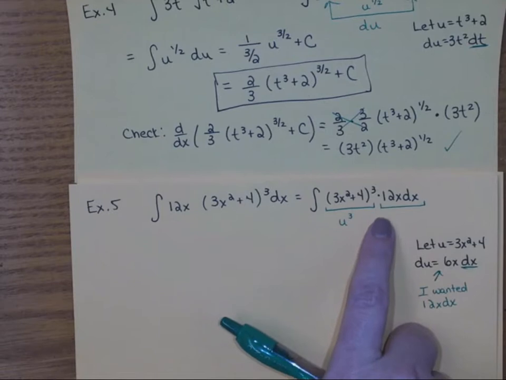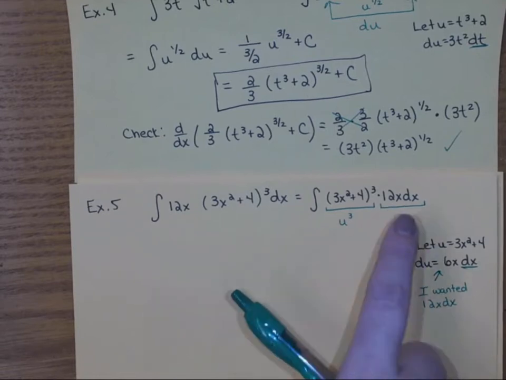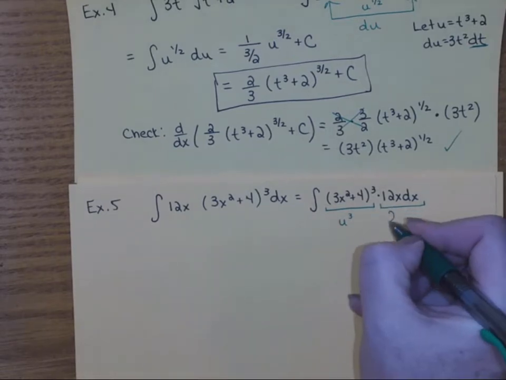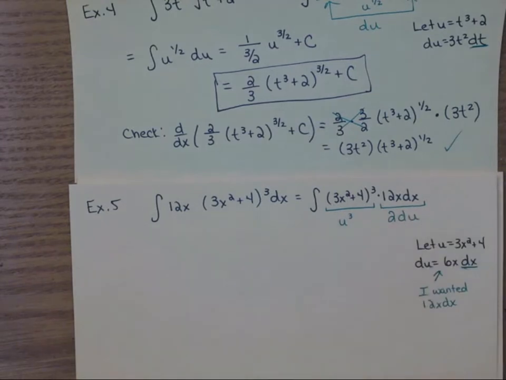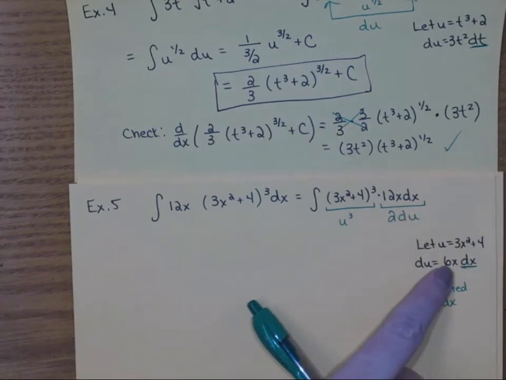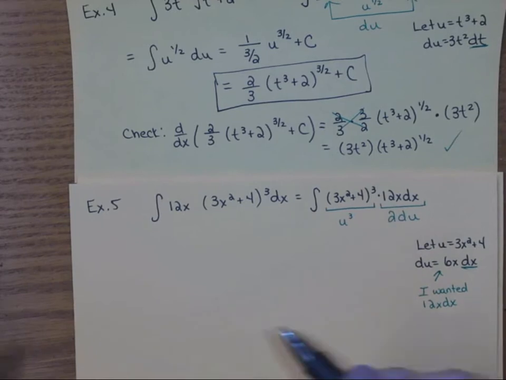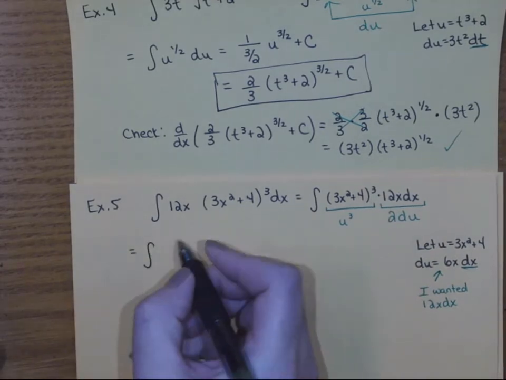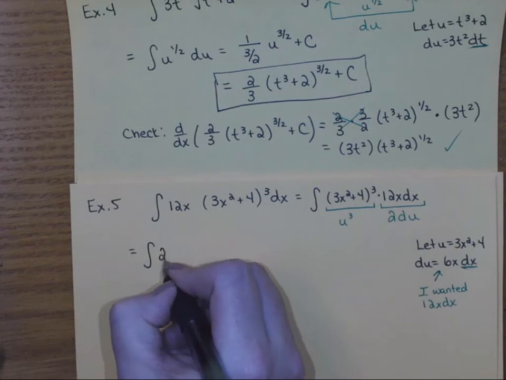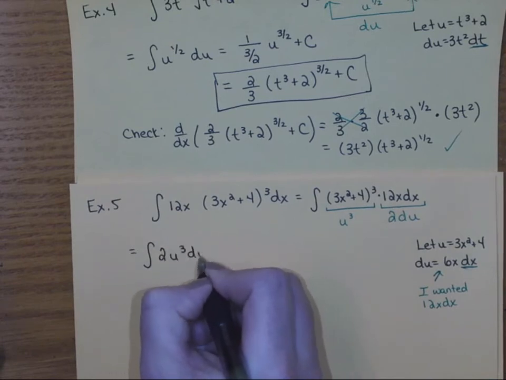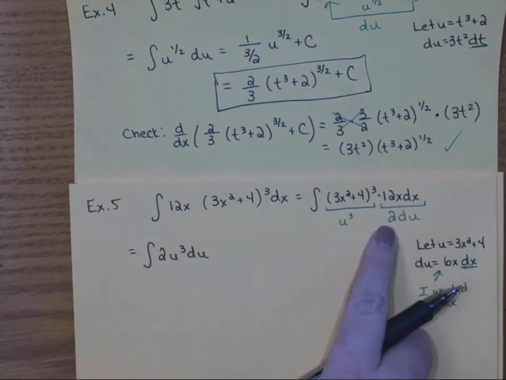So what could you multiply 6 by so that you would get the 12 that you would like to have? Well, you could just multiply by 2, right? So let's practice that. What is 2 times the 6x? It would be 12x, just like we would like to have. So now when we rewrite this, this is really the same as the integral of 2u cubed du. Notice I'm just using what I wrote in green here.